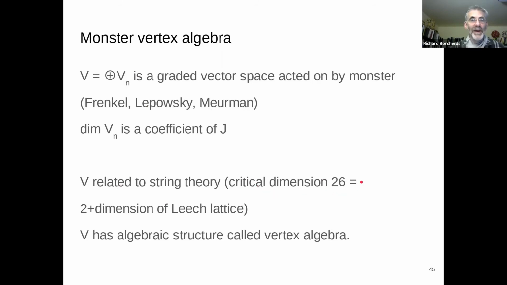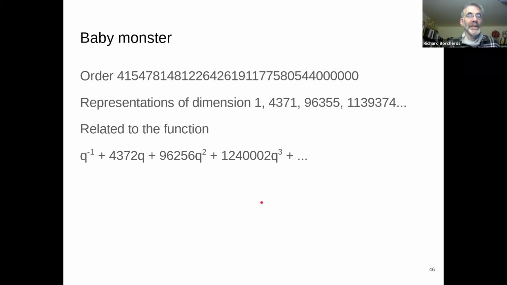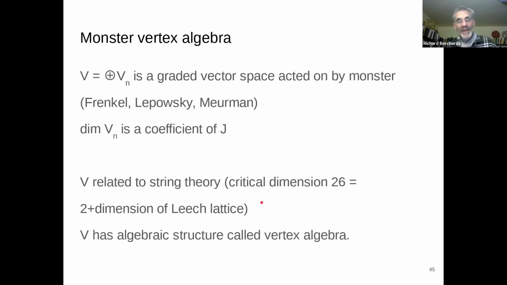And again, there's something called a no-ghost theorem in string theory you need in order to get things working properly, which only works nicely in 26 dimensions. So that all works for the Monstrous simple group. It's got a graded vector space whose coefficients are dimensions of weird functions.